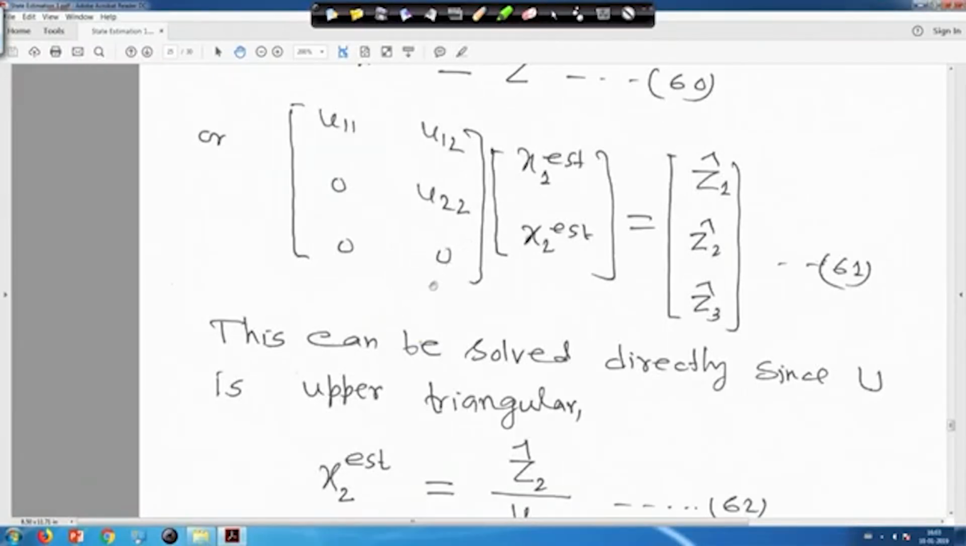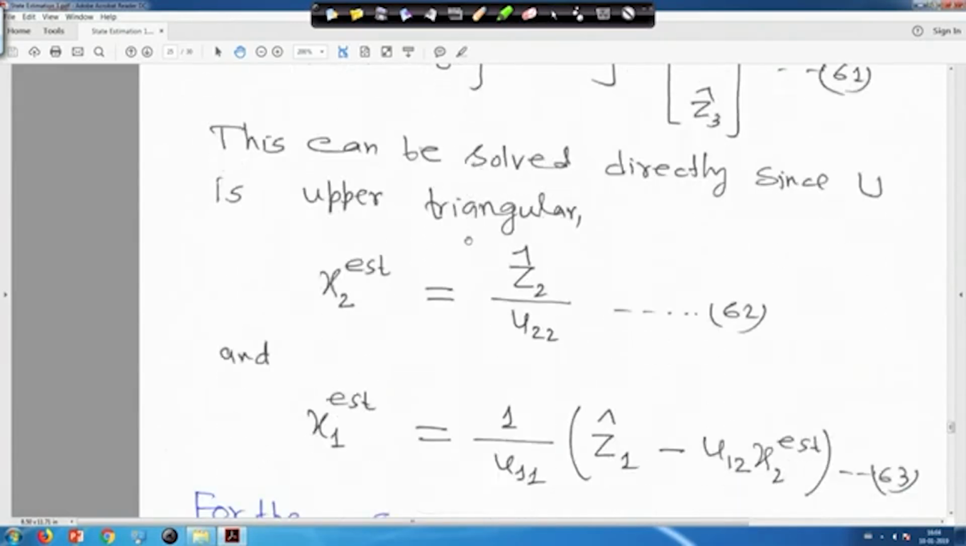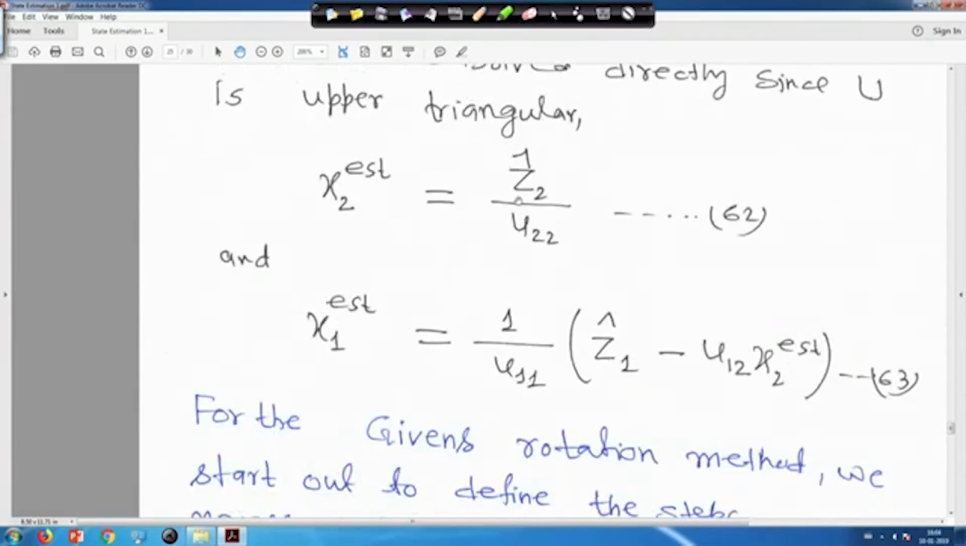Okay, so in the previous lecture we have seen that if U is upper triangular, then it can be solved directly for x, since U is upper triangular. We have seen that x2 estimated is z2 cap upon U22, and x1 estimated is equal to 1 upon U11 into z1 cap minus U12 into x2 estimated.